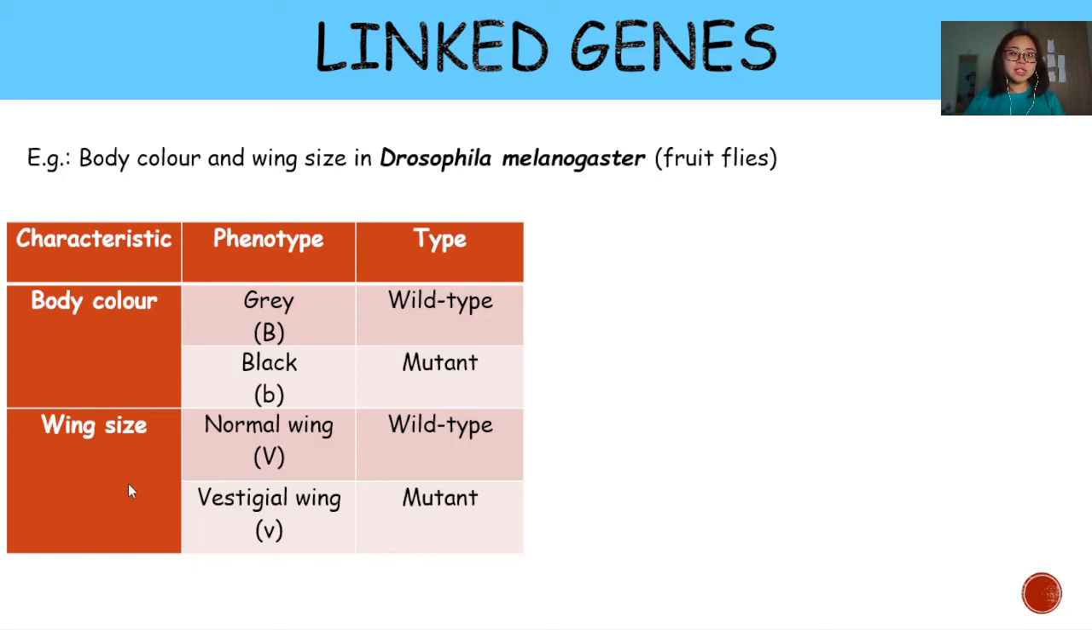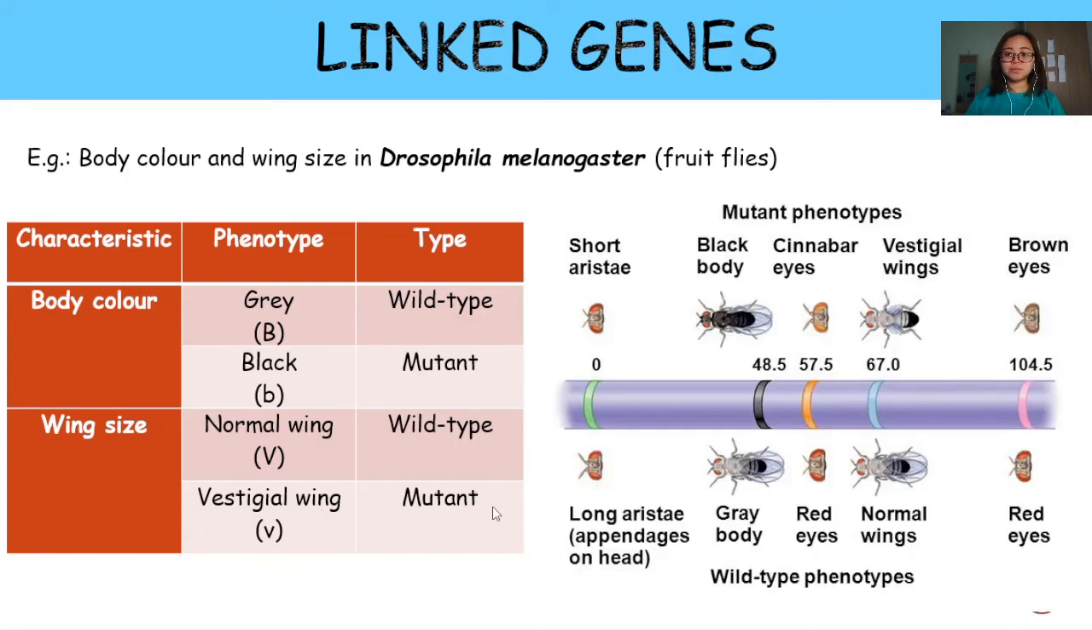The second characteristic is wing size. The wing size can be normal wing or vestigial wing. Normal wing is controlled by allele big V. It is the wild type. Vestigial wing is controlled by allele small v. That is the mutant. Okay, and these characteristics, these genes for these characteristics are all located on the same chromosome. Drosophila adalah haiwan yang sudah dikaji secara mendalam. Jadi kita tahu banyak berkenaan dengan gene, kromosom, DNA, lalat buah.